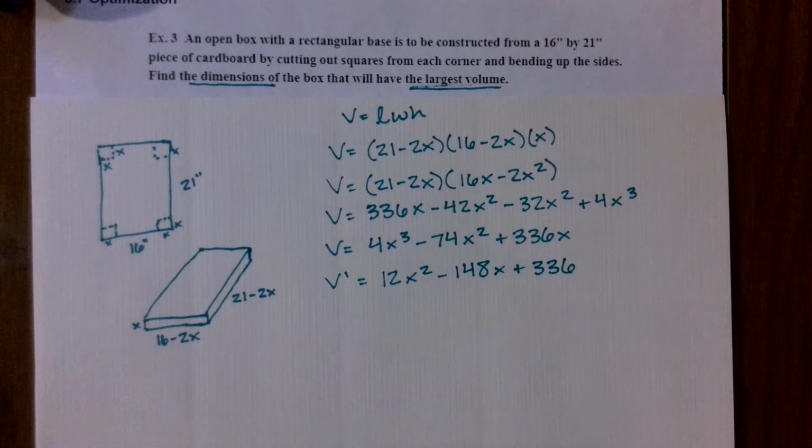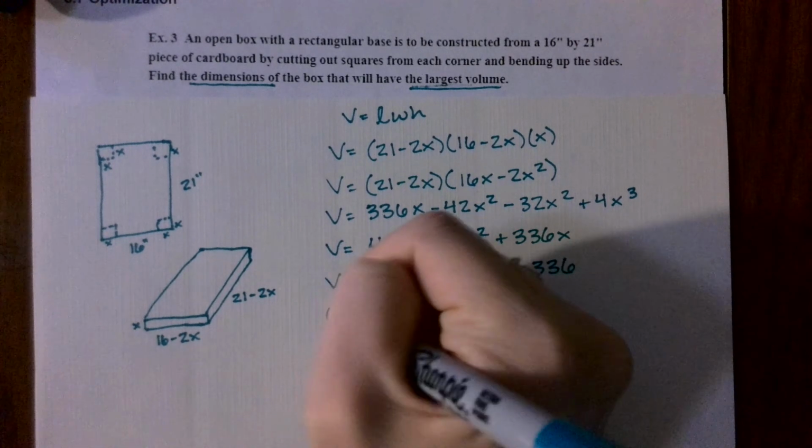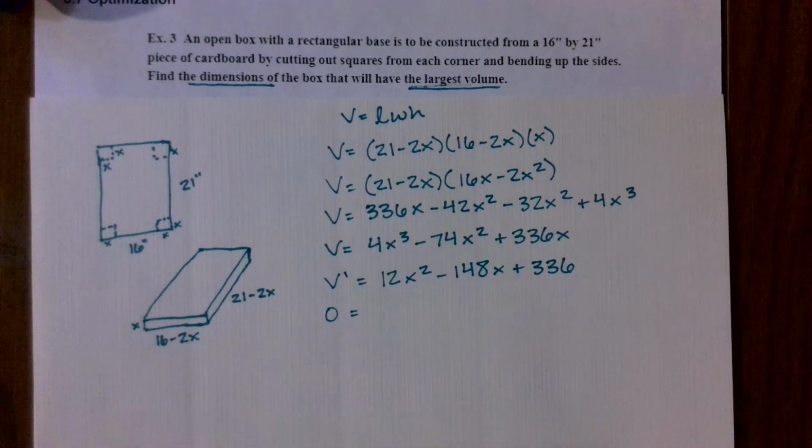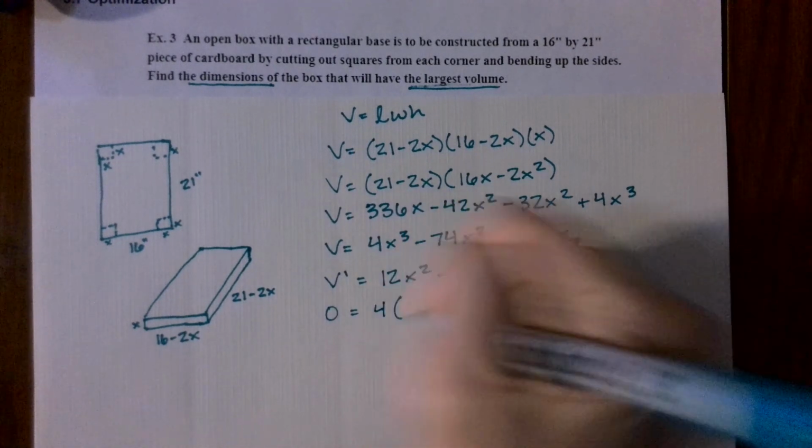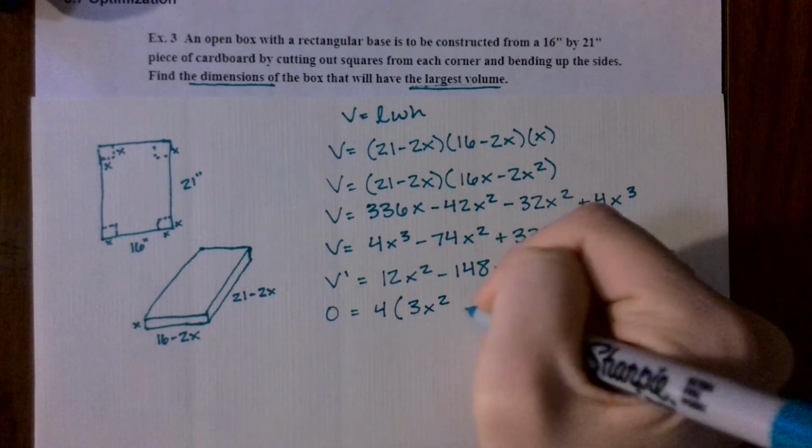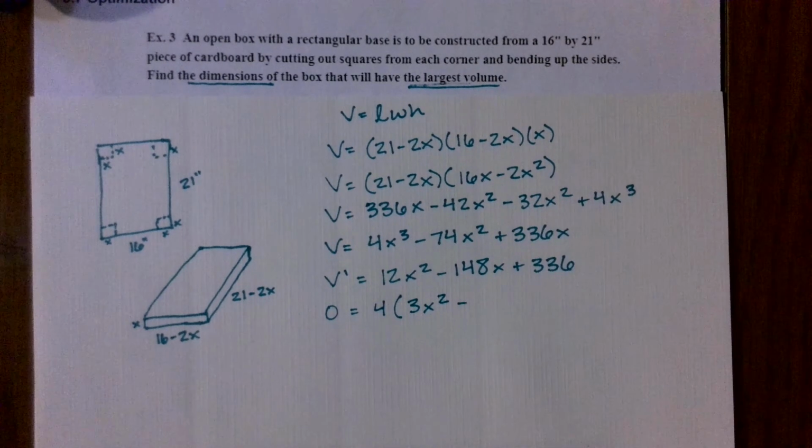I am looking to maximize, so I'm looking to set this equal to 0 and solve. Let's see, can we divide them all by 12? I don't know if they're all divisible by 12. No, 148 is not divisible by 12. Let's see if it's divisible by 6. Nope. So I think the highest we're going to be able to factor out is a 4. Yeah, I can factor out a 4. Better than nothing.